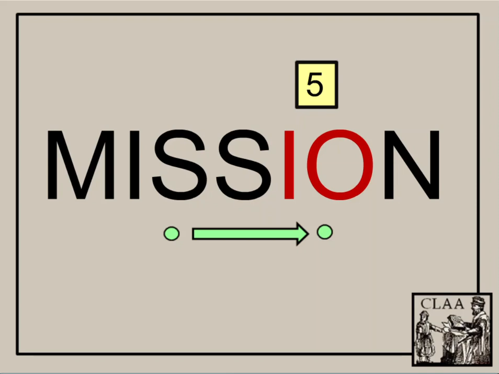Now, you may wonder why the letters S and S in the middle of the word are read with the sound sh rather than the sound s. The reason is because this digraph makes the consonant before it soft. The consonant that comes before the digraph I-O is read with a soft sound. Not like mission with a hard s, but mission.